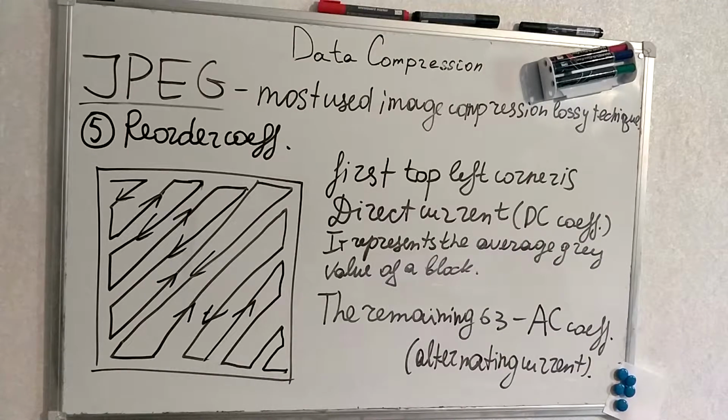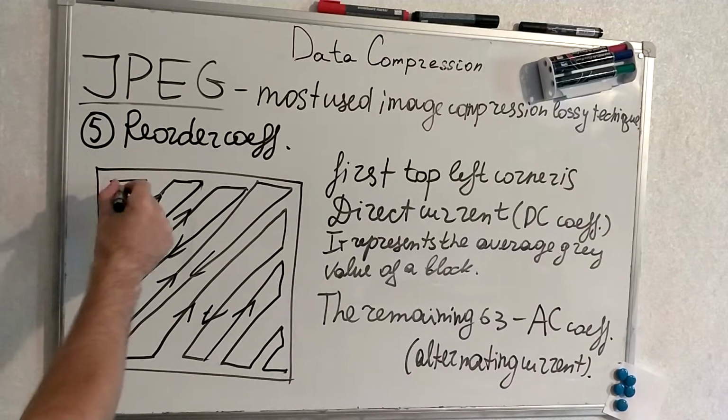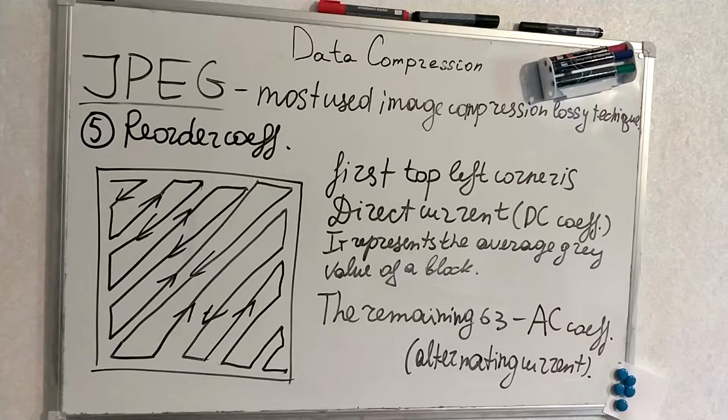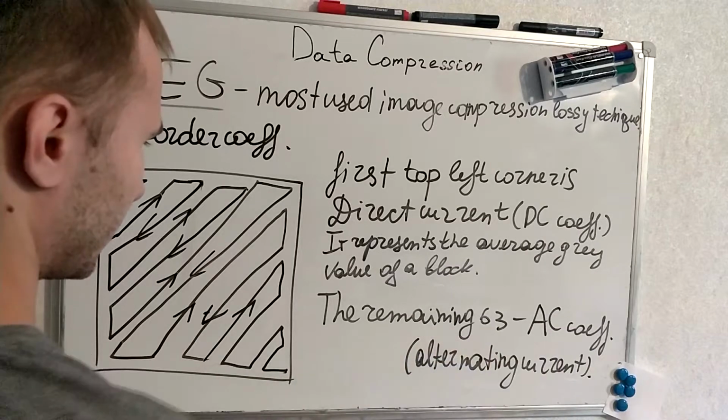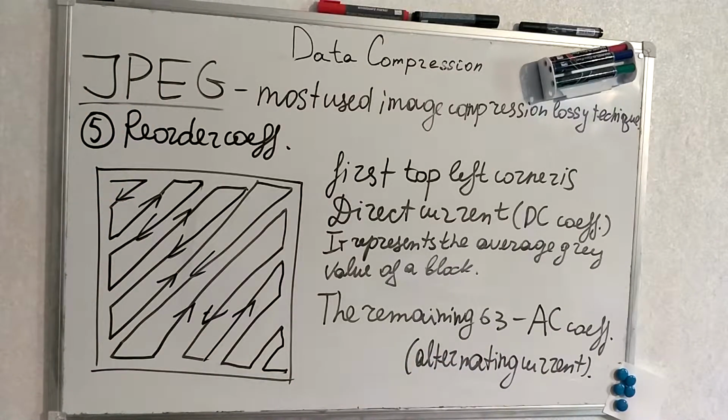After we quantize our coefficients, we have to reorder them. That's needed for later encoding. The very first coefficient, in the top left corner, is called direct current, so we will later call it the DC coefficient. It represents the average gray value of a block, the 8x8 block. The remaining 63, because it's an 8 by 8 matrix, are alternating current coefficients.